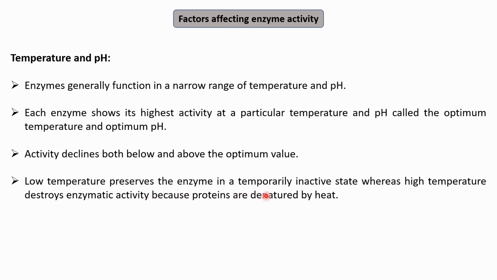Lower temperature preserves the enzyme in a temporarily inactive state, whereas higher temperature destroys the enzymatic activity because of the denaturation of the protein by heat. So basically, the take-home message from this slide is that the enzymatic activity of any enzyme is highest at a particular temperature and pH, which is known as the optimum temperature and optimum pH value for that enzyme.